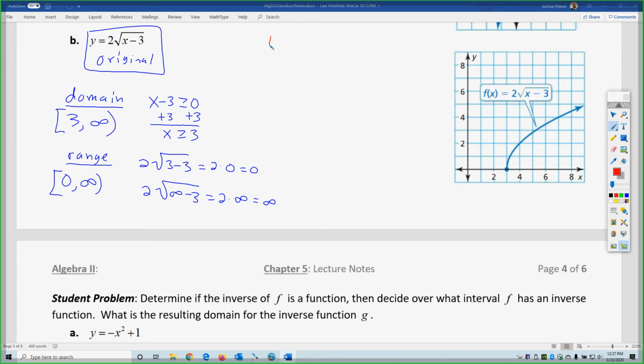Inverse. Okay. So we need to switch the variable. So x equals 2 square root of y minus 3. Add subtract step. There isn't one in this case because the add subtract is in the parentheses. Multiply divide. We'll divide by 2. So x over 2 equals square root of y minus 3. Exponent radical. So we'll square this side. Oops, not a y, it's an x. That's my mistake.